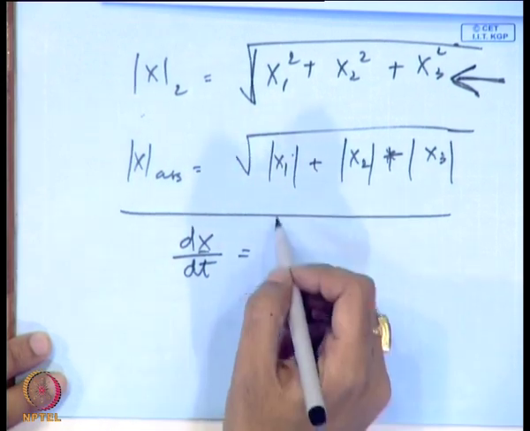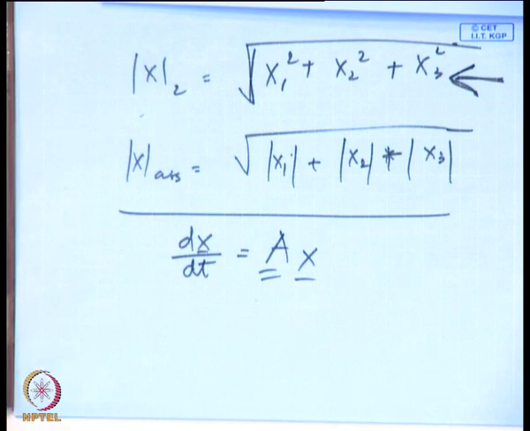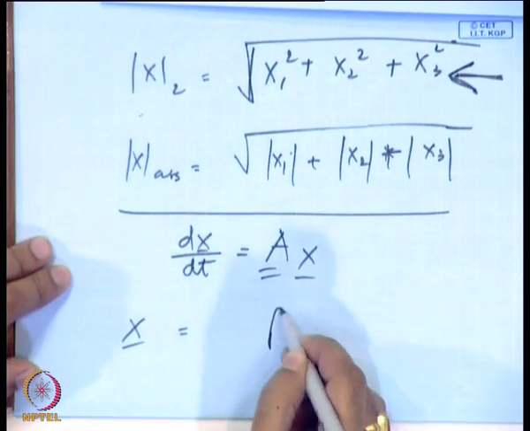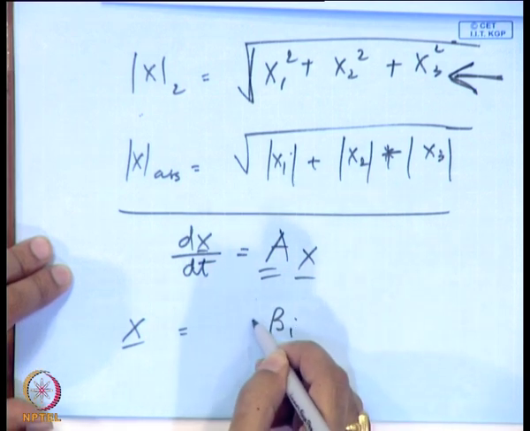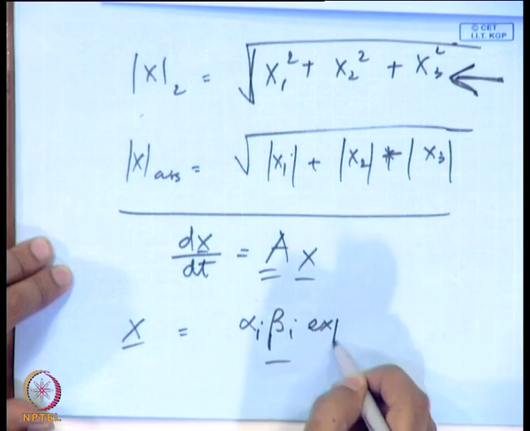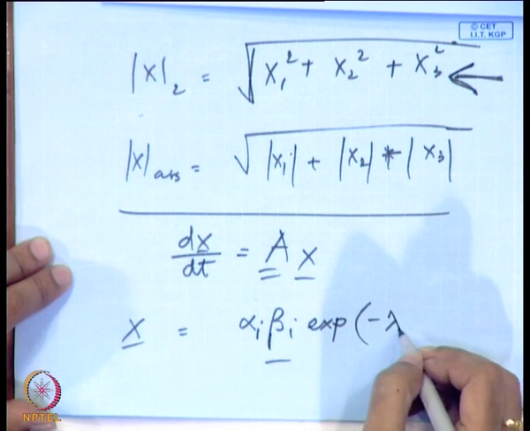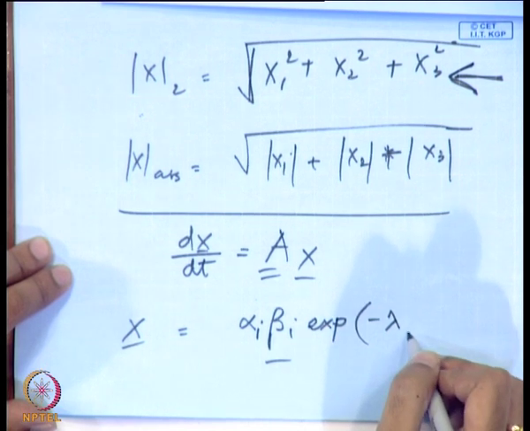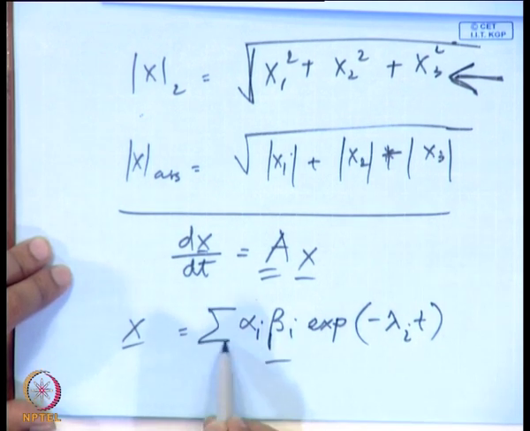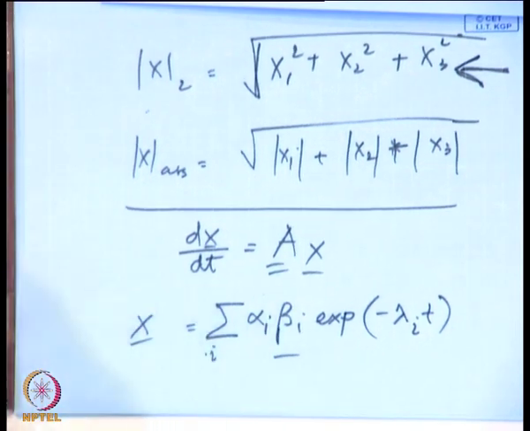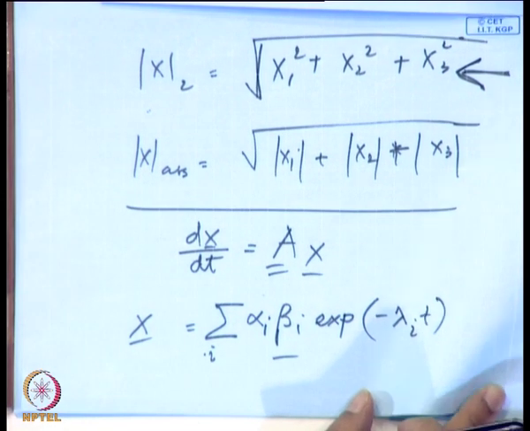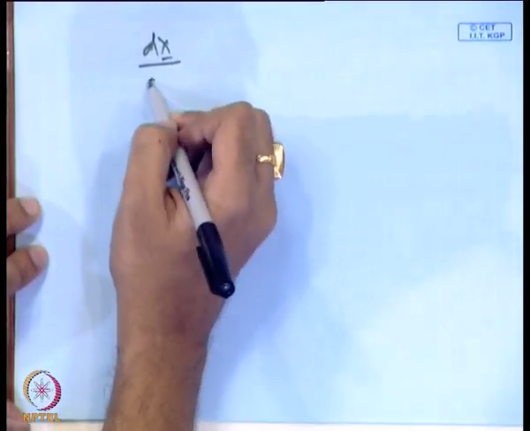How do you know that? So this is my equation. What is the solution of this? Eigenvector into constant into e to the power minus eigenvalue into t. Eigenvector into e to the power some constant alpha i times exponential, you mean, exponential minus eigenvalues into t, yeah, and the sum of that. So how did you get this? How do you know this? Advanced maths. Yeah. See, there is an easy way of doing it, a very straightforward way.